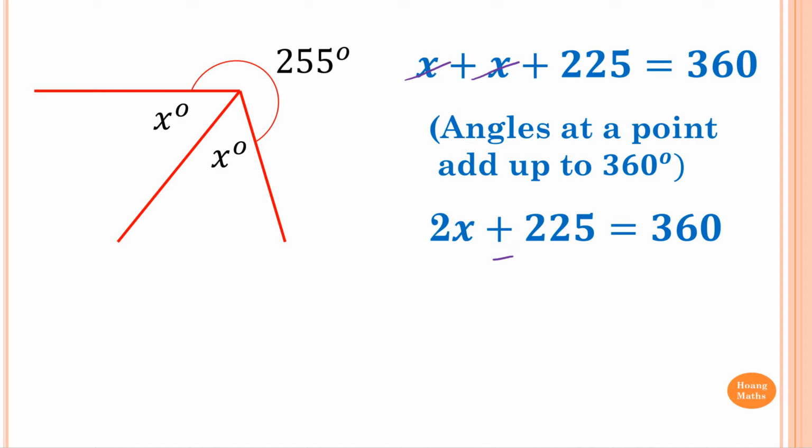So we minus 225, minus 225. So 360 minus 225 is 135. So 2x is equal to 135. So we divide this by 2, we divide this by 2. So cancel out. So 2 goes into 13 is 6 times, remainder 1. So 2 goes into 15 is 7 times, remainder 1. So .5. So therefore, x is equal to 67.5.